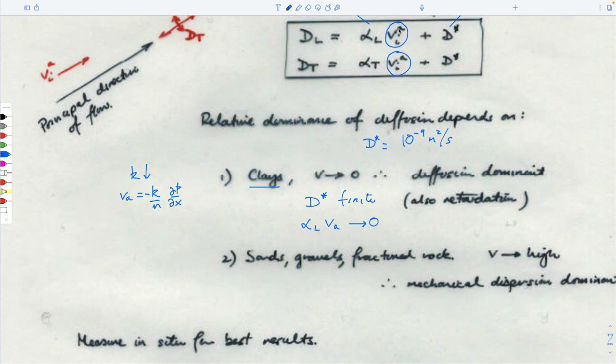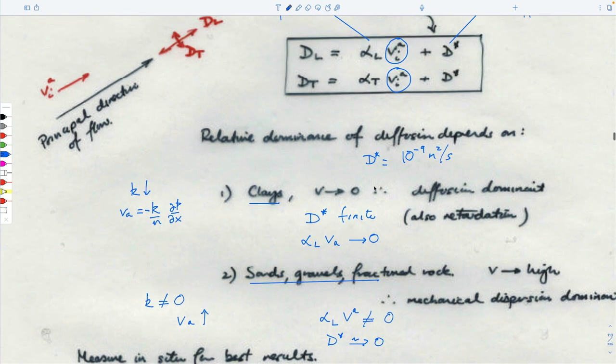But if this value is zero, then this becomes a big number compared to the other one. Conversely, in areas where water can flow, where K is not equal to zero, then advective velocity is big, then we have to worry about alpha L V is not equal to zero, and D star would go to zero, approximately. And so by using this expression, it automatically takes care of those two end-member cases.